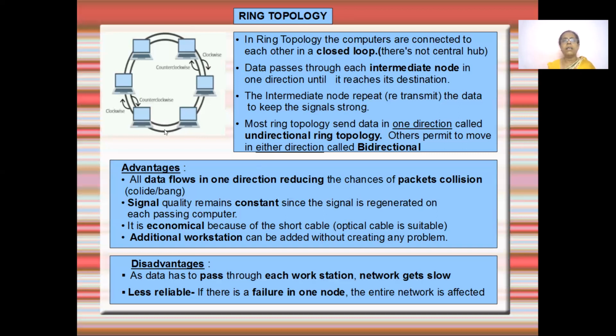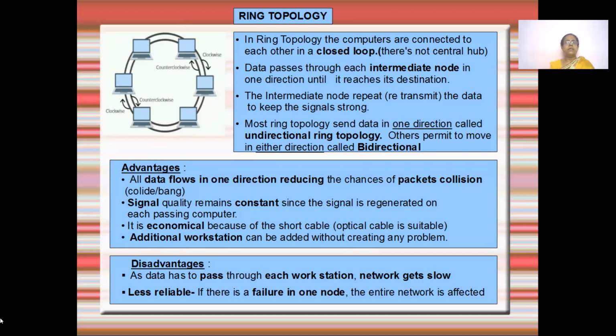Optical cables are like glass tubes inside the wire, which send light rays, so the picture comes very clear. They're called optical fiber cables. Then additional workstations can be added without creating any problem, because you don't have a hub which has only a few points to connect the computer. Here you can add as many computers as you want.